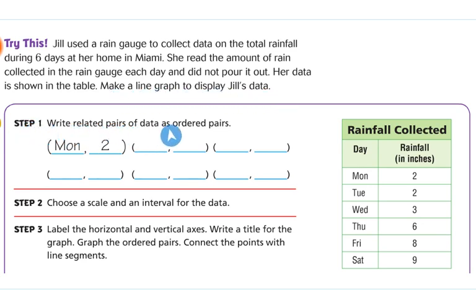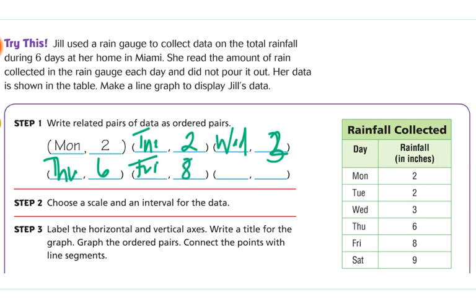Step 1. Write the related pairs of data as ordered pairs. So on Monday it was 2, Tuesday it was 2, Wednesday was 3, boys and girls. Thursday was 6, Friday was 8, and Saturday was 9.